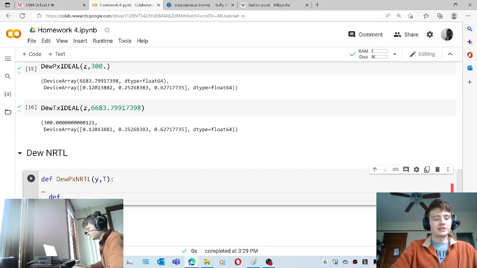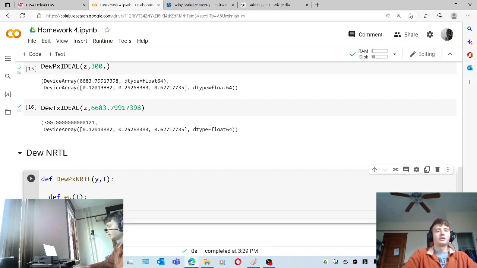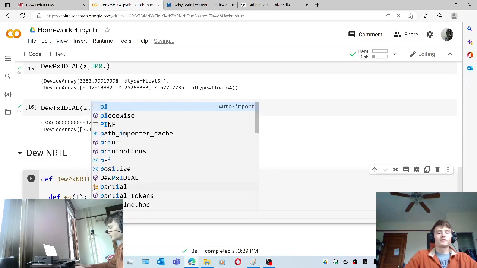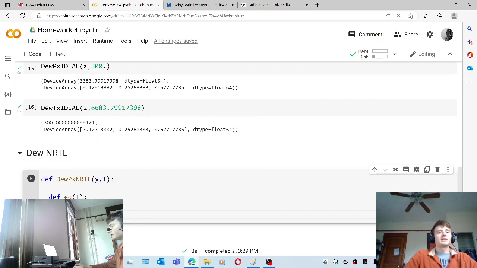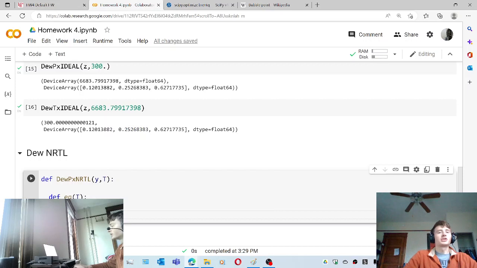So let me create a second solver function, and I'll call the equation, and I will give it a temperature in this case. I want to return some condition where the partial pressure of each component minus y times the total pressure, so that I can set this equal to 0.